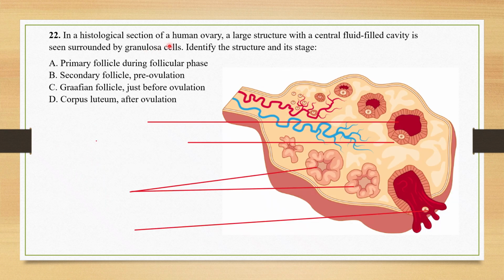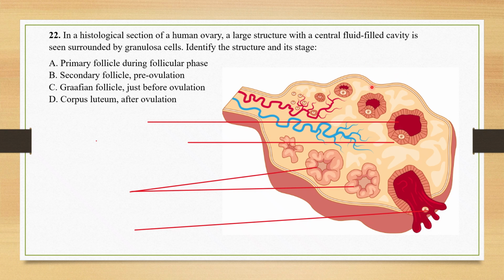In a histological section of a human ovary, so this is a histological section of human ovary which is shown here, a large structure with a central fluid-filled cavity is seen surrounded by granulosa cells. Identify the structure and its stage. So this is the large structure with a central fluid-filled cavity which is known as antrum. So this is the antrum cavity and these are the surrounding cells. It's the granulosa cells. So what is this structure?